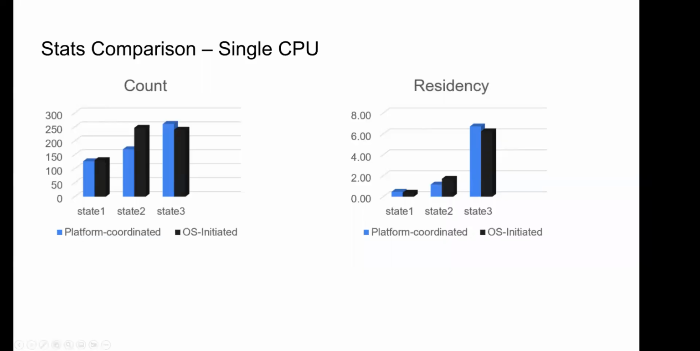State 3 residency is close to 6 seconds in both of these use cases, whereas state 2 is around 2 seconds or less than 2 seconds in both of them. And state 1 is very small, less than 0.5 seconds in both of these cases.